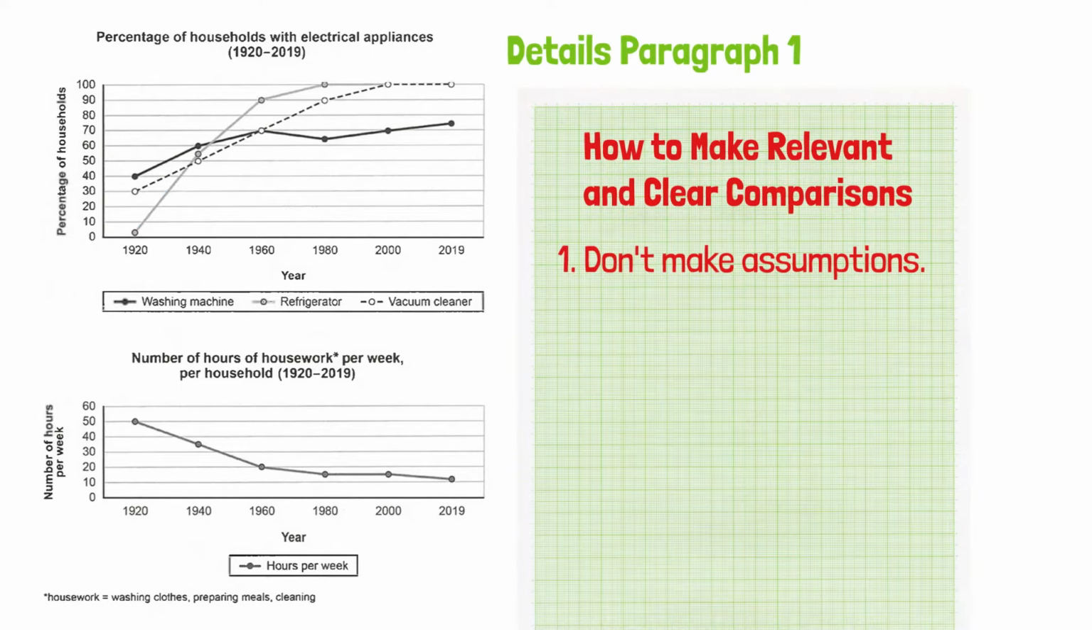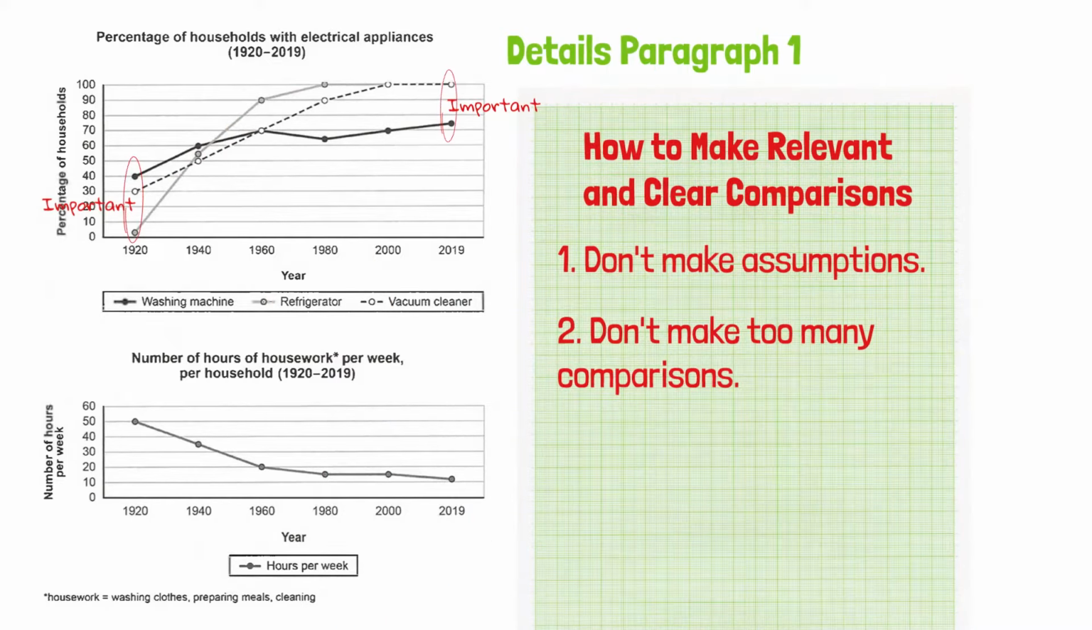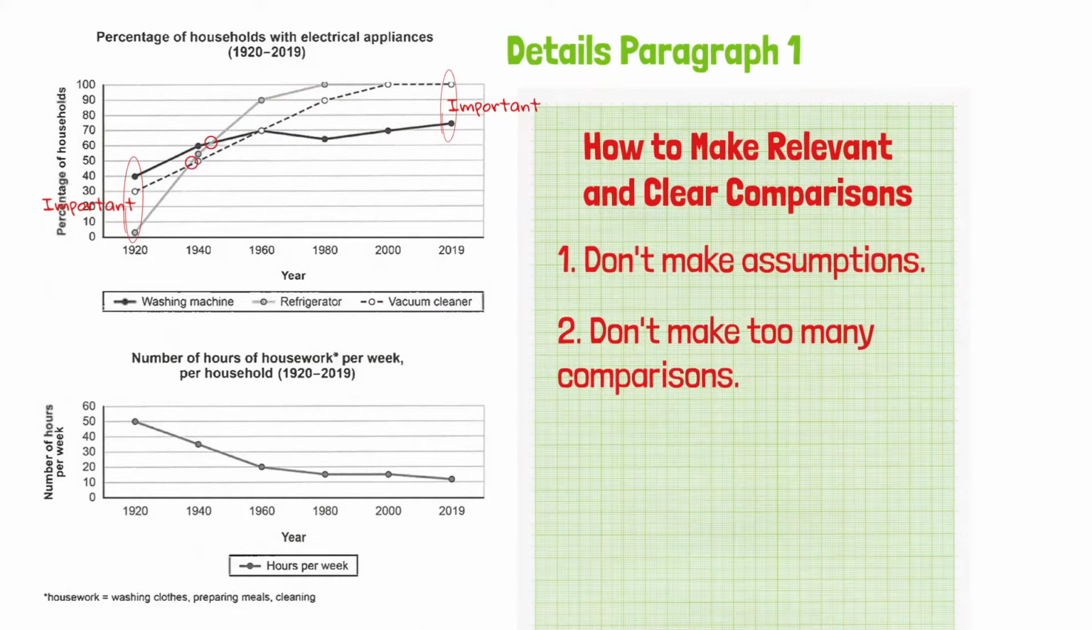A key to making clear comparisons is simply not to make a ton of comparisons. In a line graph, the most important numbers are those at the beginning and the end of the period, and those numbers in between are less important. You need to be unafraid of letting go of less important data that will make your essay messy and too long. You may want to report when refrigerators overtook the other 2 appliances.